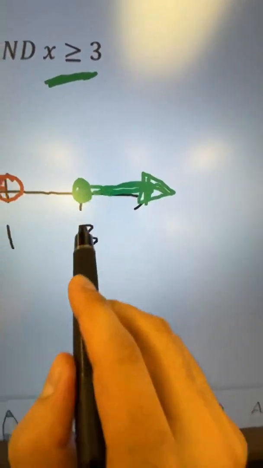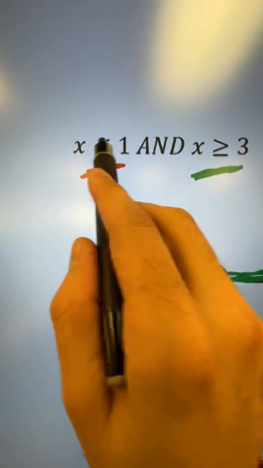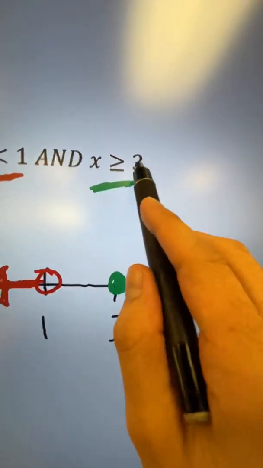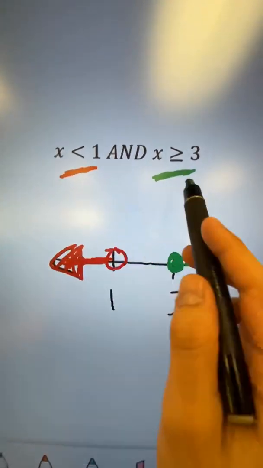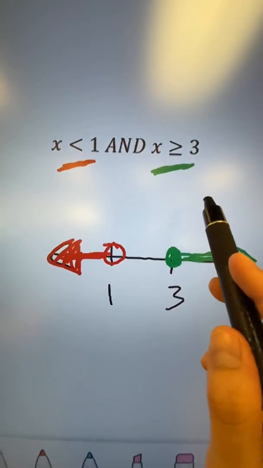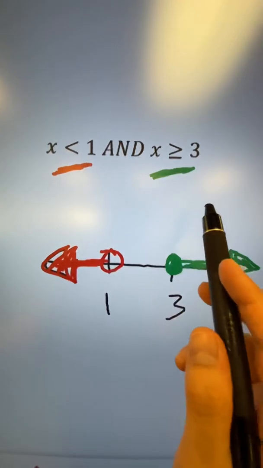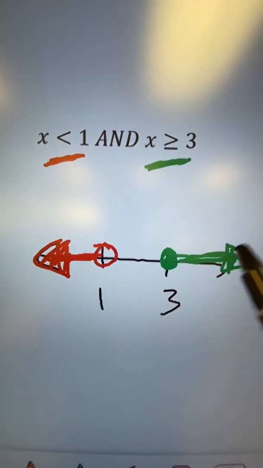And then for a number bigger than or equal to 3, like 4, 4 is less than 1 is false, and 4 is greater than or equal to 3 is true. But it has to be true for both. So there is no number that will be true for both. It'll be true for either one, or it'll be false for both. But it will never be true for both. And that's why this has no solution.